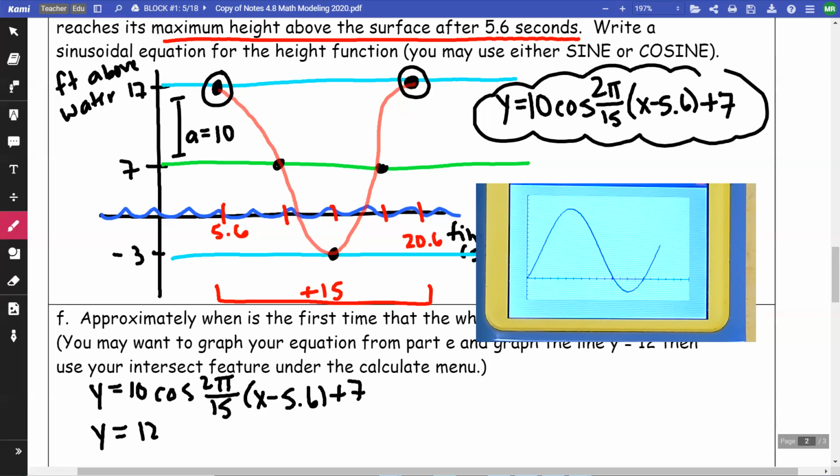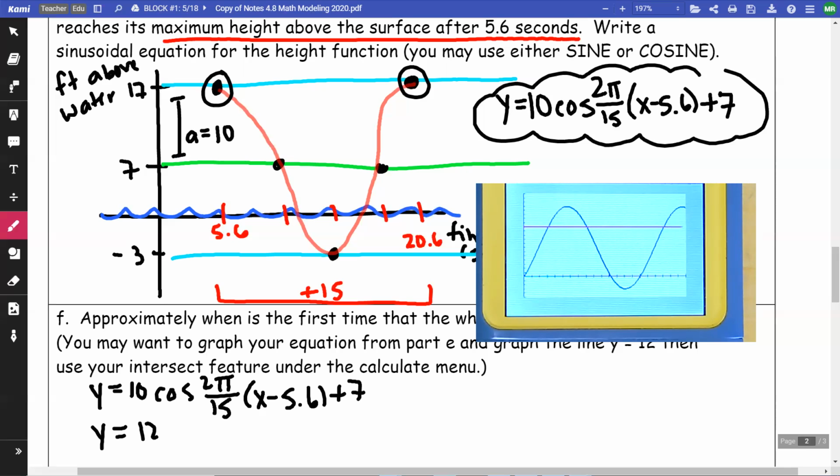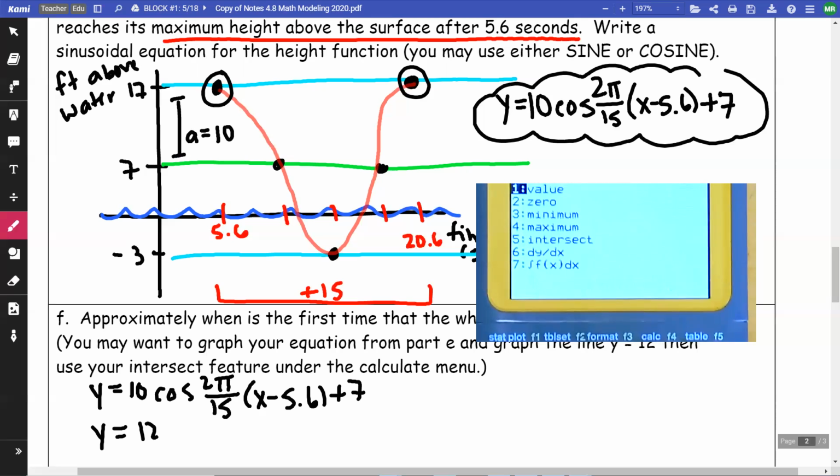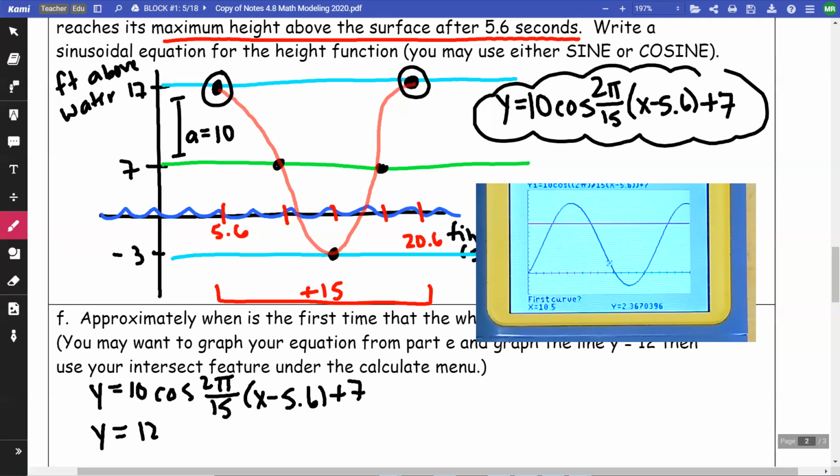Now it's going to draw in the line y = 12. And I want to know the first time that it's going to be at the height of 12. And that's going to be right here. So to figure that out, I'm going to use this calc here. So I'm going to do blue second calc. I'm going to go to intersect, number 5. And I'm going to arrow up to skip to the other graph; arrow up or down skips you from one graph to the other. It's easier to travel on the line than the curve. And I want to go to their first point of intersection, which is right here.